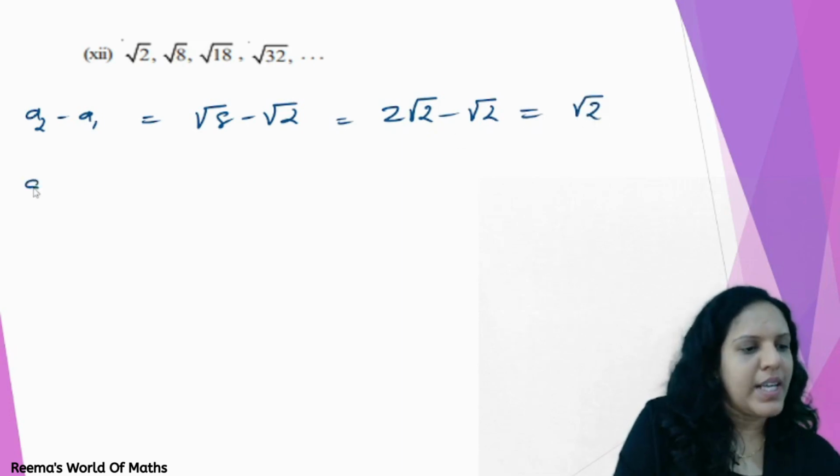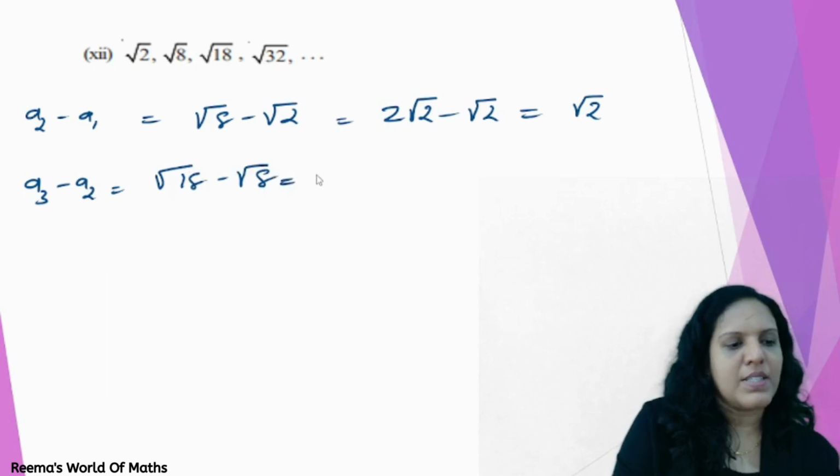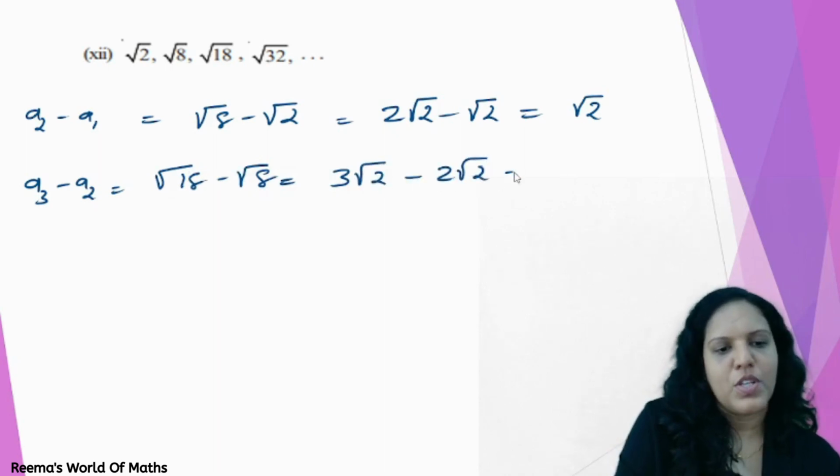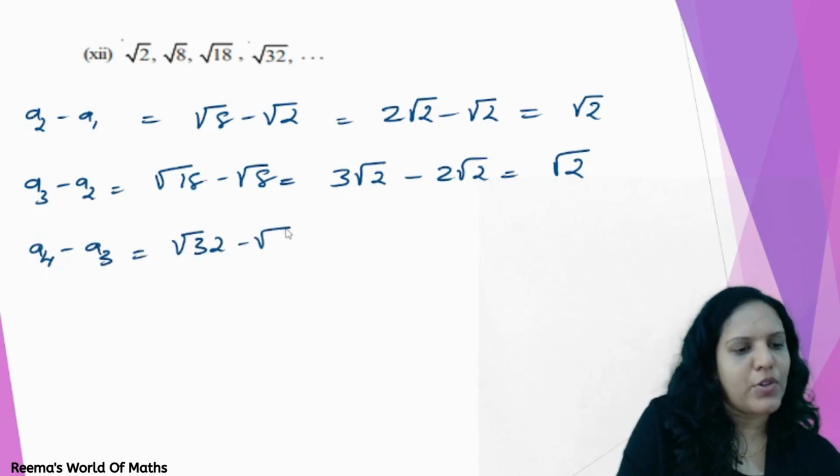The difference between A3 minus A2, which is square root of 18 minus square root of 8. Square root of 18 we can write as 3 square root of 2 minus 2 square root of 2. So again the common difference here is square root of 2, correct? Next one, A4 minus A3, which is square root of 32 minus square root of 18.